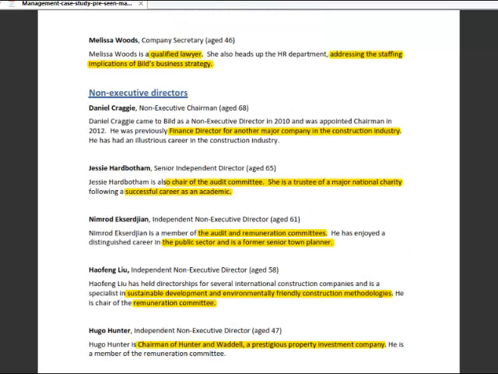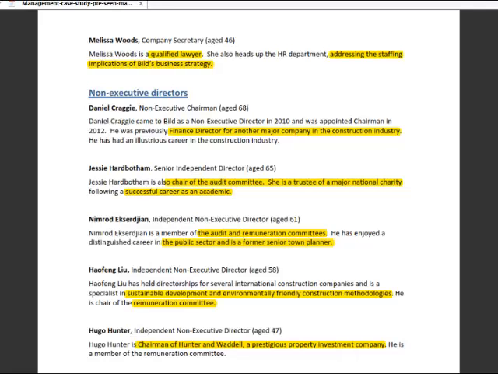Making up the rest of the board is Melissa Woods, a company secretary and qualified lawyer, and she also is responsible for the HR department and has a responsibility of addressing the staff implications of Build's business strategy. And then we have quite a number of non-executive directors. That's good to see. The chairman, Daniel Craigie, came to Build as a non-executive director in 2010, was appointed chairman in 2012, and was previously a finance director for another major company in the construction industry.